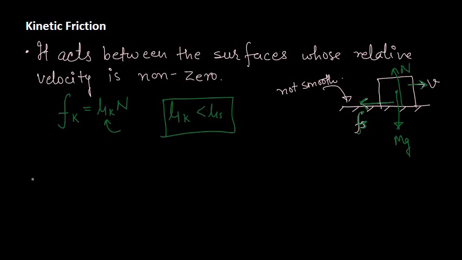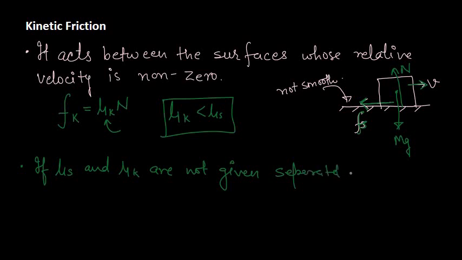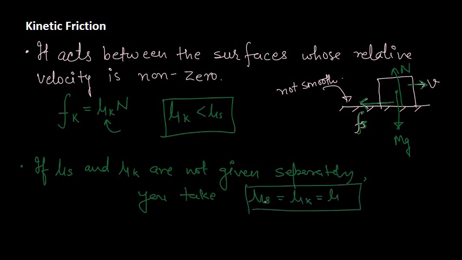So there is one more thing. In a problem, if mu s and mu k are not given separately, then you can take mu s equal to mu k equal to some constant mu. Okay, so you can assume this in problems if that is not given.